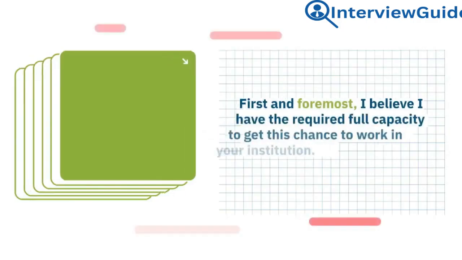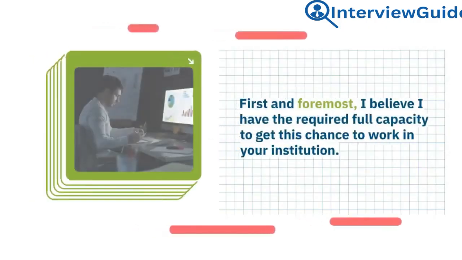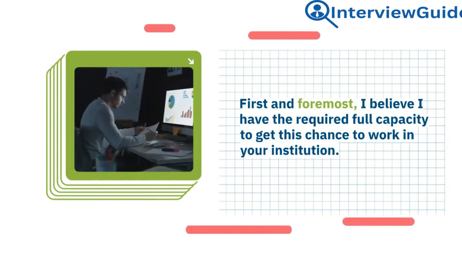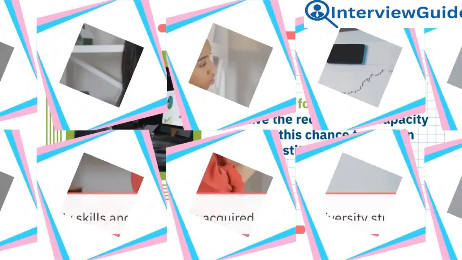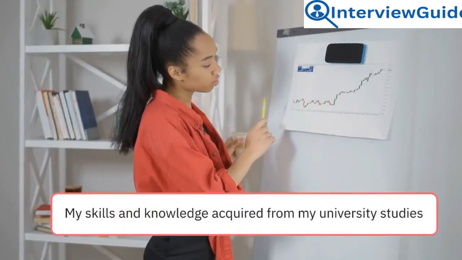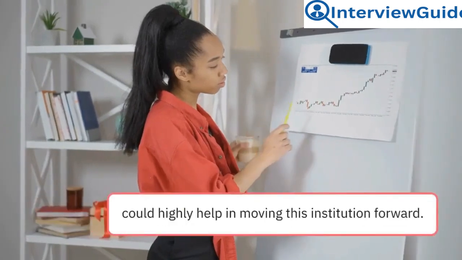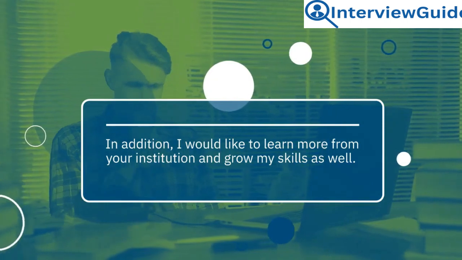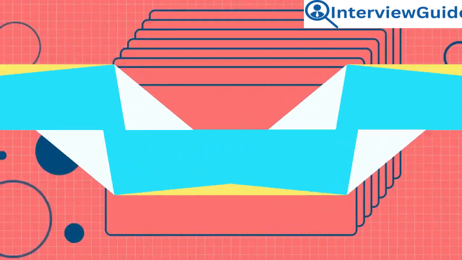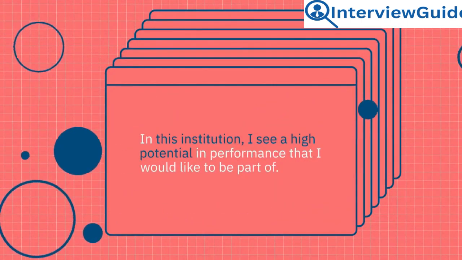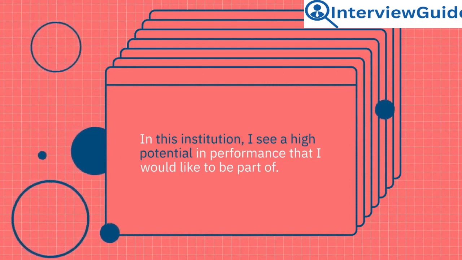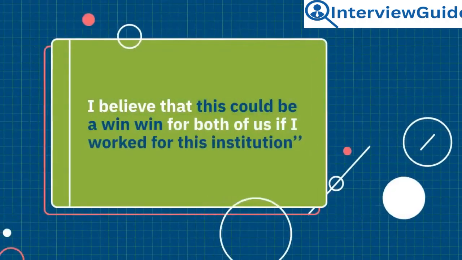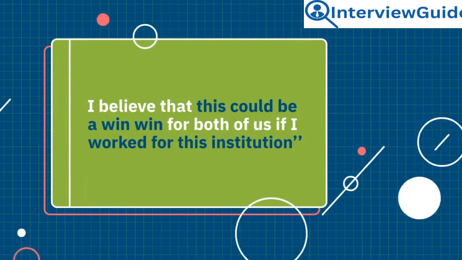Sample answer. First and foremost, I believe I have the required full capacity to get this chance to work in your institution. My skills and knowledge acquired from my university studies could highly help in moving this institution forward. In addition, I would like to learn more from your institution and grow my skills as well. In this institution, I see a high potential in performance that I would like to be part of. I believe that this could be a win-win for both of us if I worked for this institution.